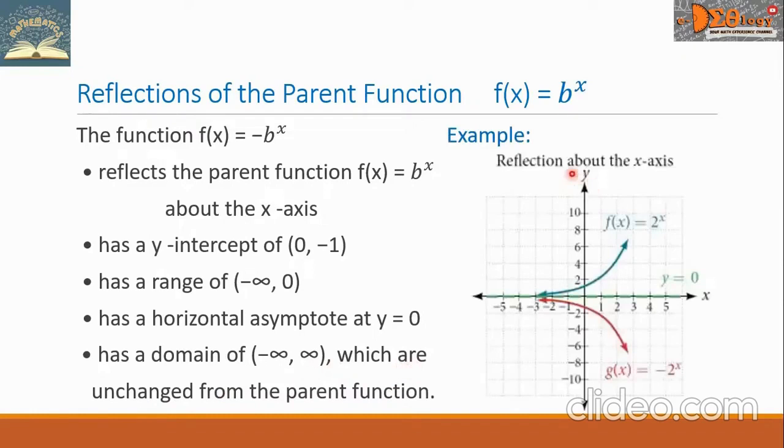We have an example here. There is this parent function f of x equals 2 raised to x. This graph in blue. Another function is g of x equals negative 2 raised to x. This is now the graph which is in red. This is the reflection of the parent function about the x-axis.